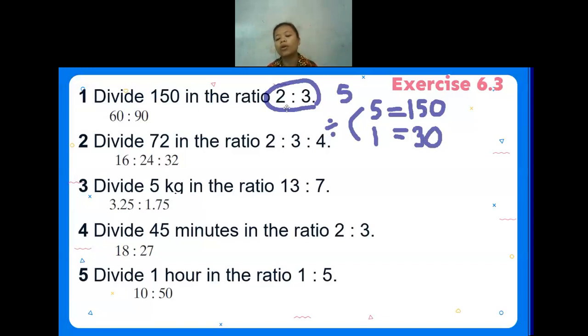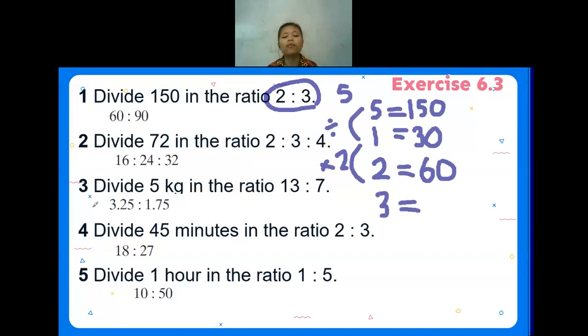And then now we go back to the question. We need to find the value for 2 and also 3. So for number 2, from 1 to 2, we need to multiply it by 2. That's why the number 30, we need to multiply it by 2, becomes 60. Now for 3, you have to go back to the number 1. From 1 to 3, you focus on number 1. From 1 to 3 here, we multiply it by 3. That's why when it is 3, it will be equal to 90, because 3 times 30 is equal to 90.